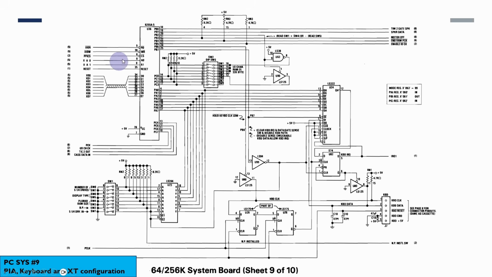Then we've got the PPI, so the parallel peripheral interface, and there's quite a few options here. So we've got the various dip switch options for configuring the memory size, display type, number of floppy disk drives. And over here we've actually got the original PC and PC-XT keyboard controller, and this was very much handled by this rather unusual shift register here.